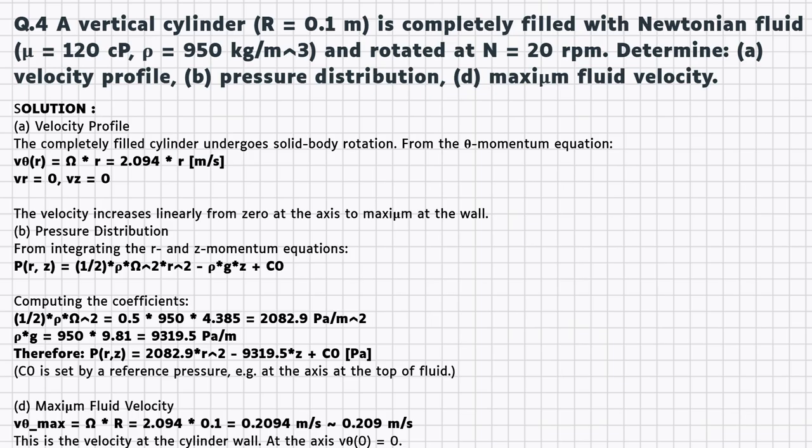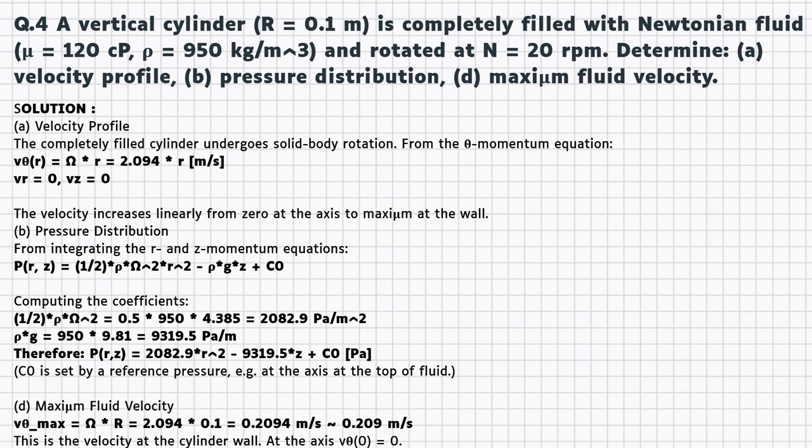Therefore, for pressure distribution, the pressure inside the fluid varies due to two effects: centrifugal force in the radial direction and gravity in the vertical direction. From the equation, pressure increases with radius and decreases with height. So pressure is highest near the outer bottom region.